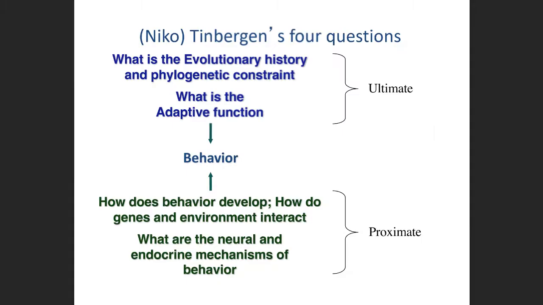Niko Tinbergen divided up these ultimate and proximate questions into what are called Tinbergen's four questions. If you're going into animal behavior grad school, this is like the stuff of first year exams. What are Tinbergen's four? It's a great short paper to read. He talked about his four questions, which included the evolutionary history and phylogenetic constraints, or the adaptive function, which are both ultimate questions.